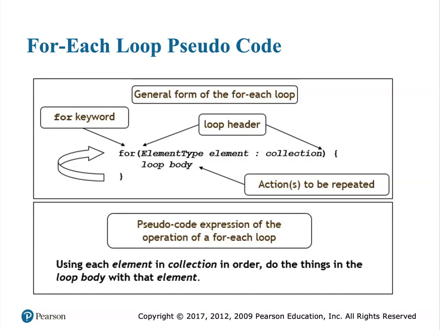Notice in the top box, this is the structure of a for each loop. And the word each doesn't appear in there at all, except in the descriptor. The format is for, open parenthesis, for some variable of this data type, colon, coming from this collection of this data type, do some things.